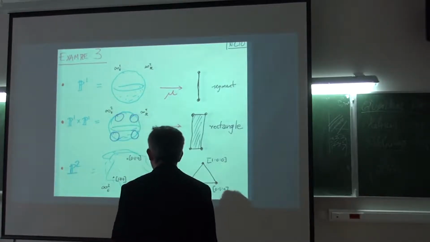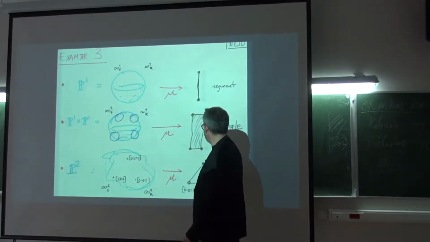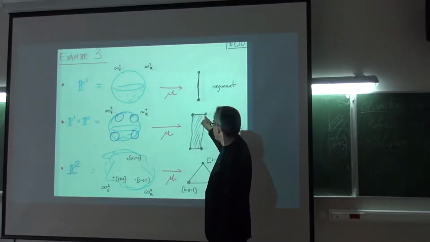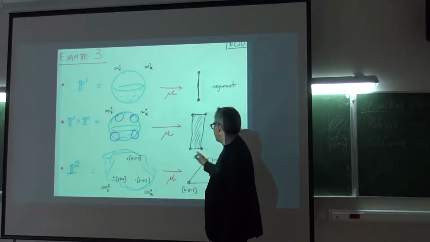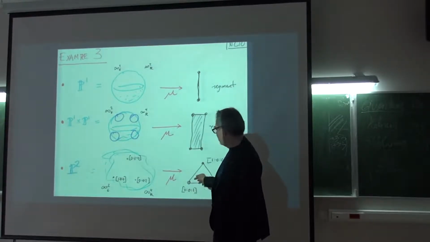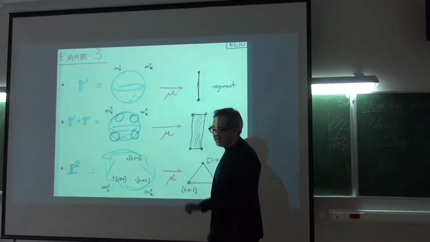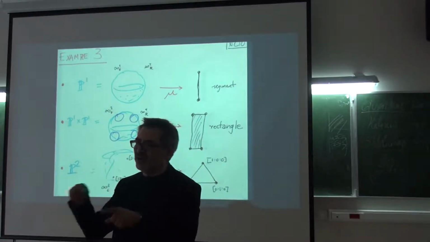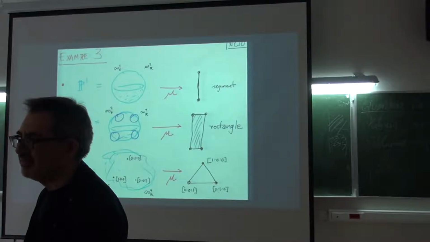Well, if I do a blow up on P2 here, I am getting a quadrangle. Of course, this is not exactly accurate, but I'm just trying to represent it schematically. So what I want to say is that the moment map for P2 goes to a triangle. That's all I want to say.